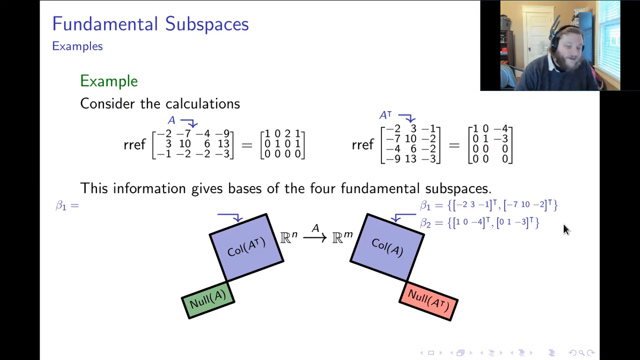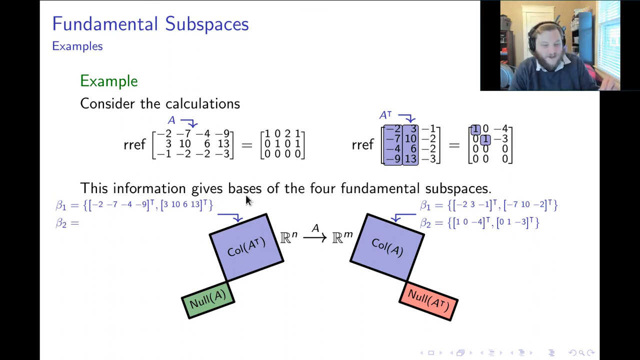If we go to the other side, we can apply the same principles, except now we exchange the roles of A and A transpose. Our first strategy says we can look at the pivot columns of A transpose. Well, according to our data here, that's just the first two columns of A transpose, which is really the same as the first two rows of A. So those are the vectors -2, -7, -4, -9, and 3, 10, 6, 13.